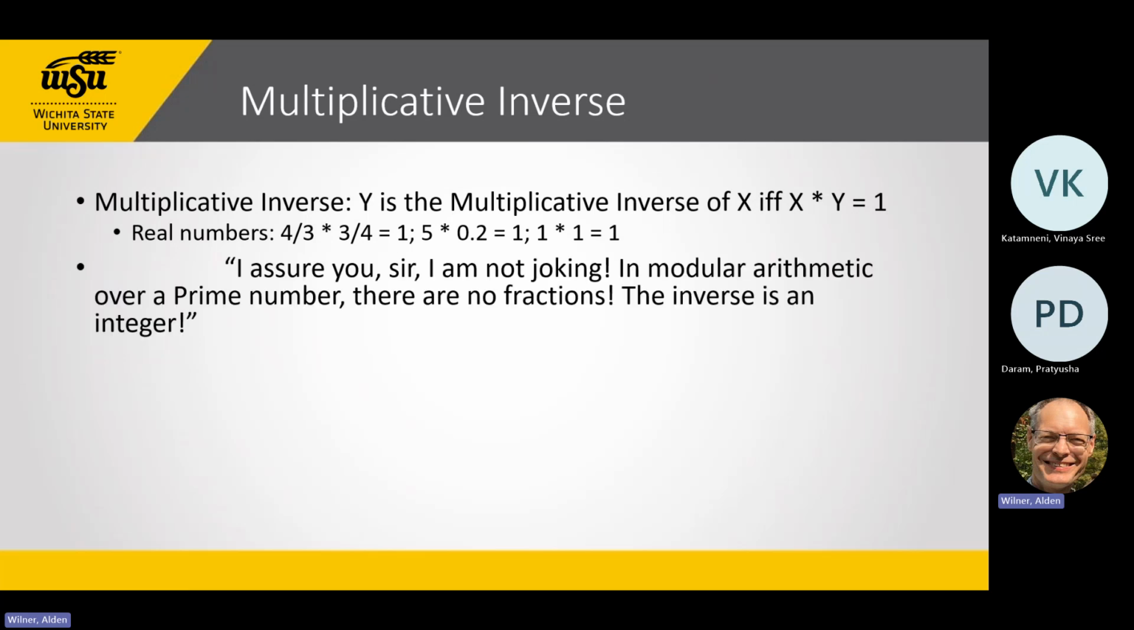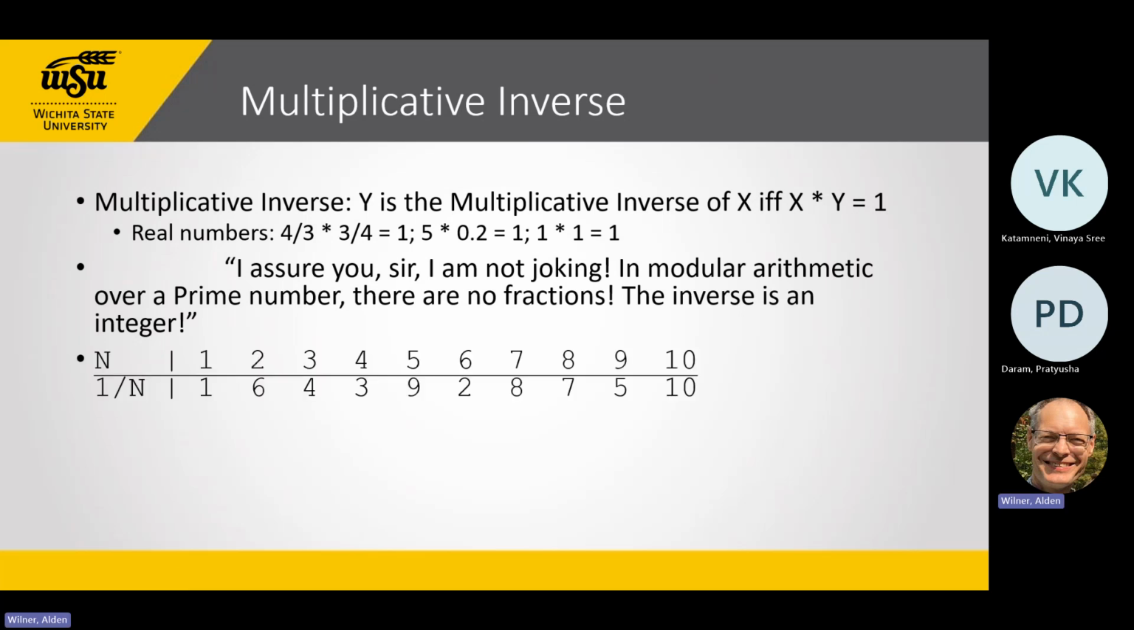In modular arithmetic over a prime number, there are no fractions. Everything is an integer. The inverse is an integer. The inverse of 1 is 1. The inverse of 2 is 6. The inverse of 3 is 4. The inverse of 4 is 3. The inverse of 5 is 9. 6 is 2. 7 is 8. 8 is 7. And 9 is 5. You notice that 5 and 9, they're reflecting, right? And the inverse of 10 is 10.